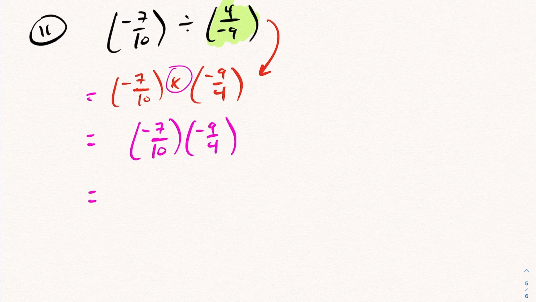And now what I would do here is look at the top and bottom and see if we can get any reduction going on. If I look at the -9 and the 10, I don't see any reduction between these. I don't see any reduction between these. So we're done; I can't do any more reduction. I just have to multiply these out. When you multiply fractions, you multiply the top with the top and bottom with the bottom. So -7 times -9 is +63, and 10 times 4 is 40.